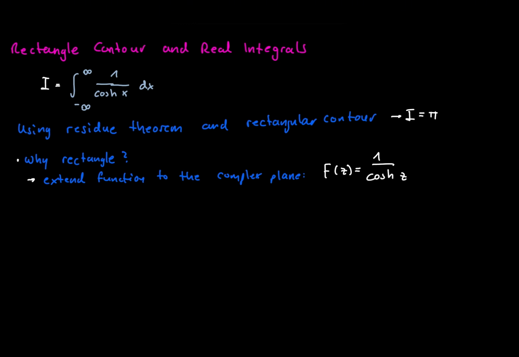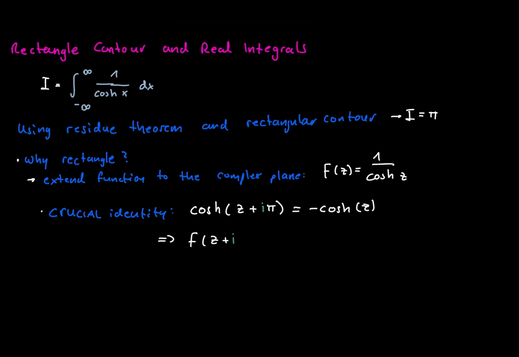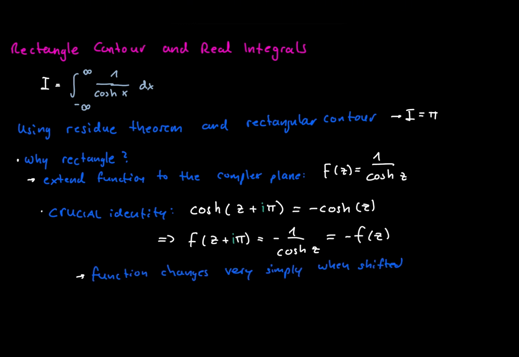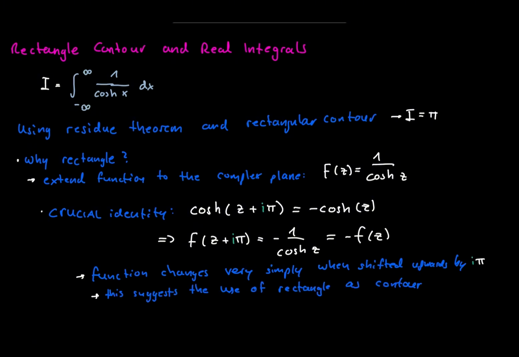Now comes the key observation. Hyperbolic cosine satisfies the identity hyperbolic cosine of z plus i pi equals minus hyperbolic cosine of z. Therefore, f of z plus i pi equals minus f of z. This is extremely important because shifting upward by i pi almost reproduces the same function. That strongly suggests using a rectangle of height pi.